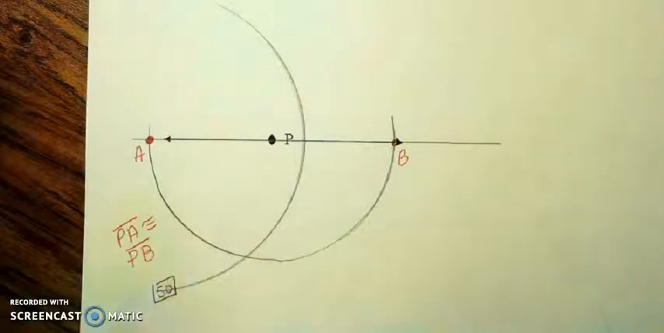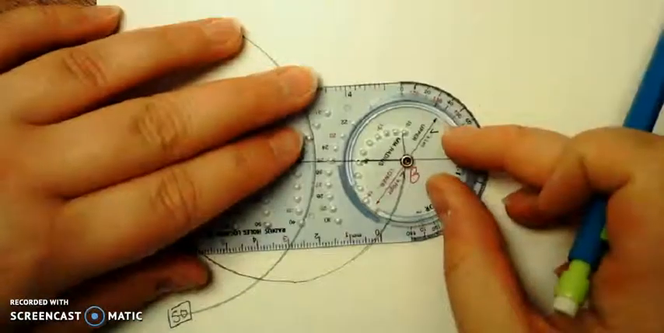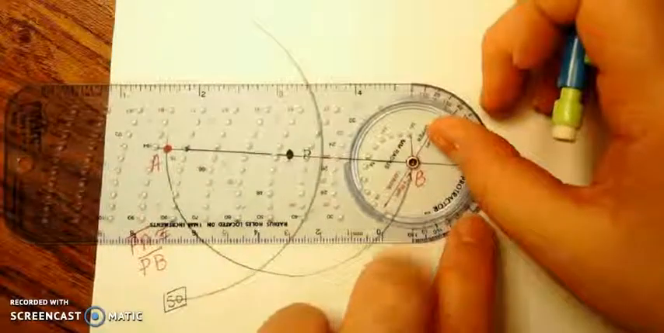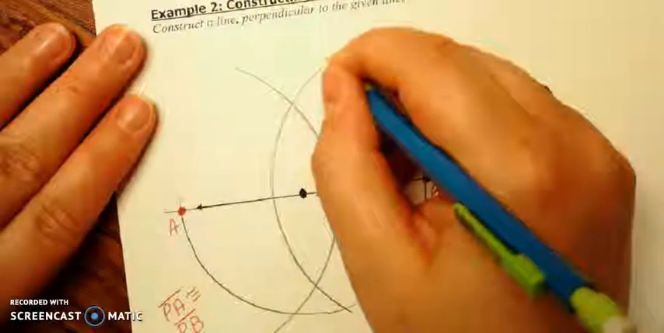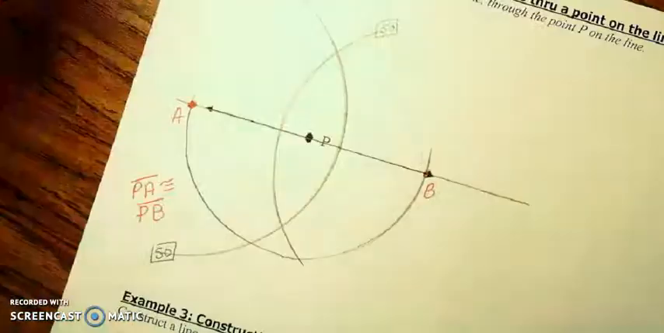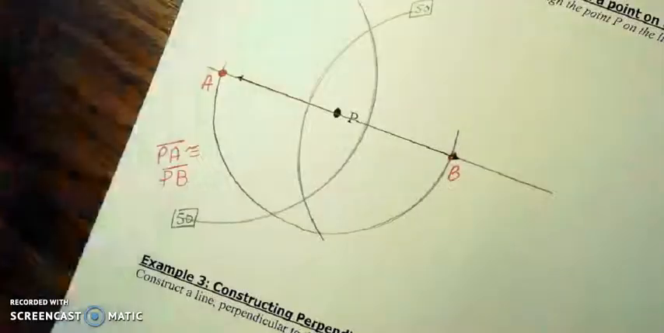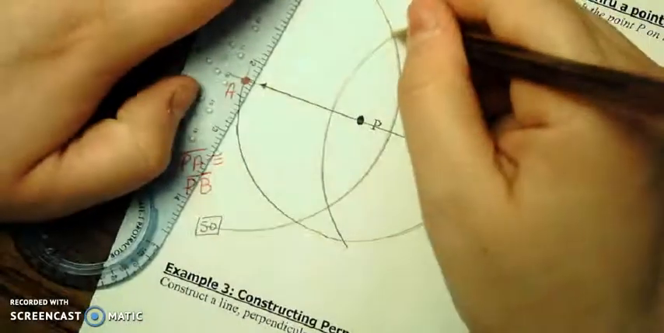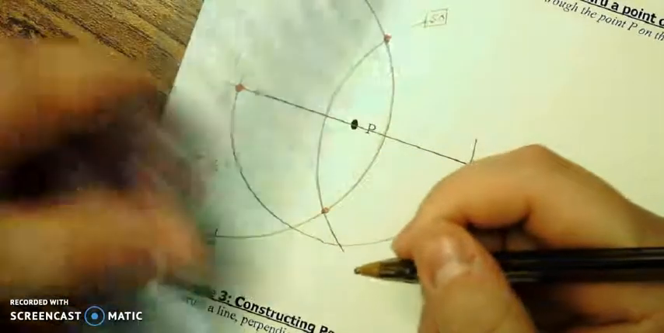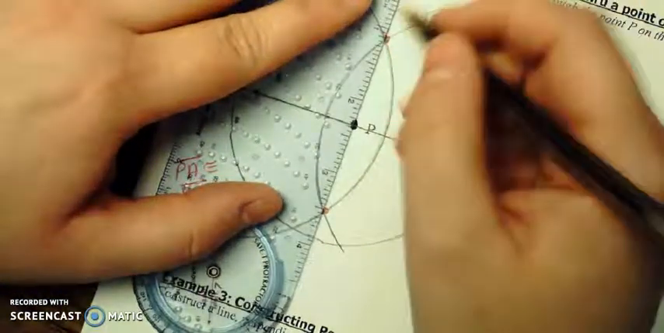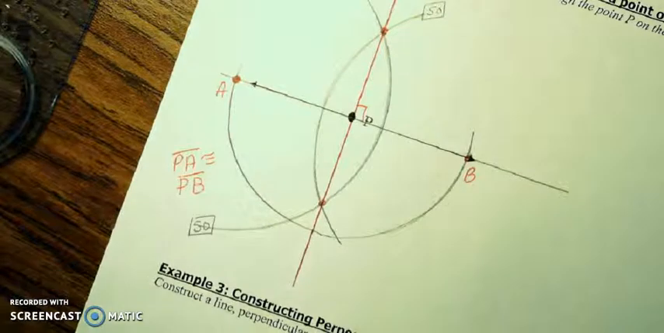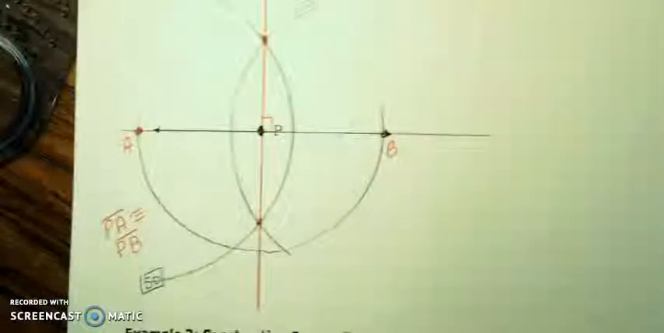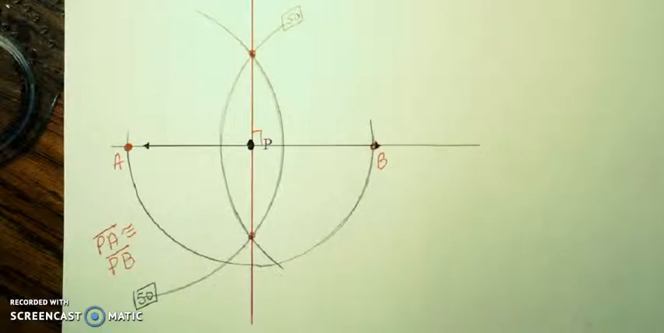So I used 50. I had the gold piece on A. You're going to switch the gold piece to B, and then use that same number. I used 50. And make an arc. So again here, this was using 50. And what we're going to do then is connect where these arcs intersect here and here. And if we've done this correctly, it should go through point P. And that red line, sorry guys, that was crooked there, is perpendicular to that given line through that given point.